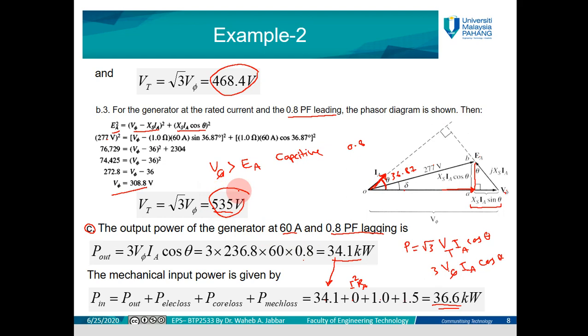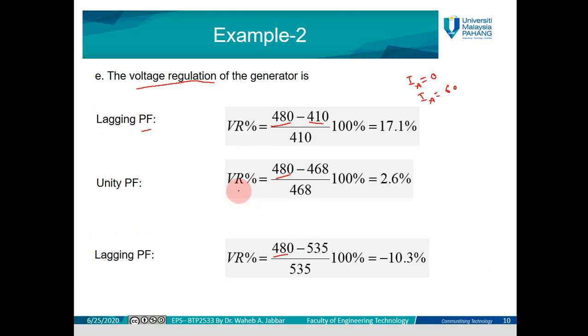Okay, so these are the three values that we are going to substitute to find the voltage regulation for the three cases: 410, 468, 535, and the denominator represents the full load, so it is the same 410, 468, 535.